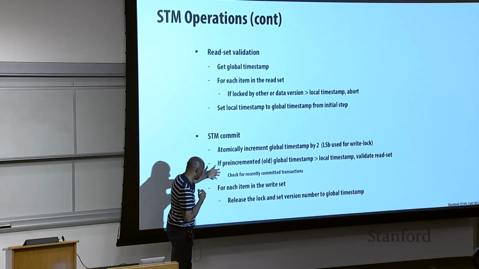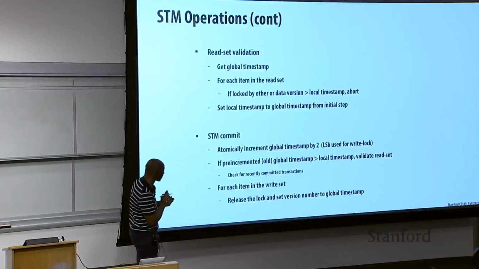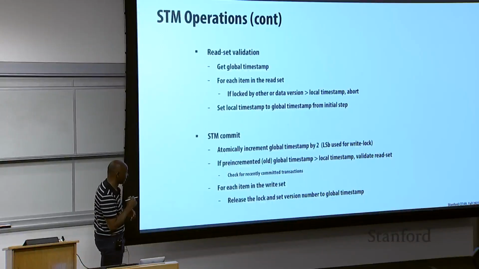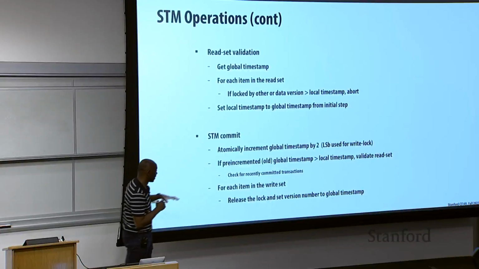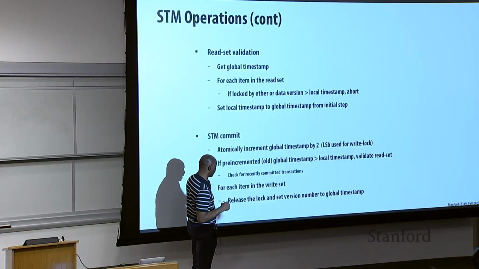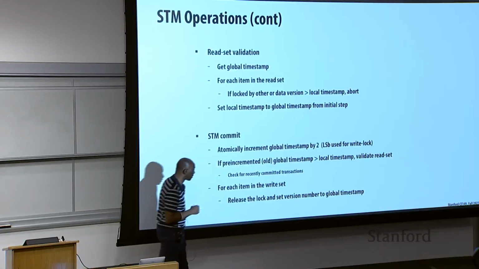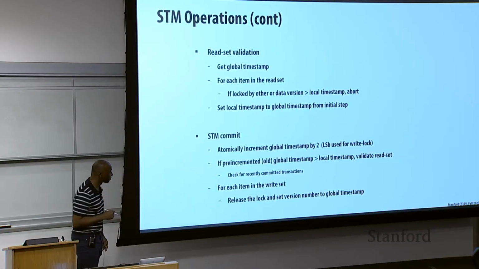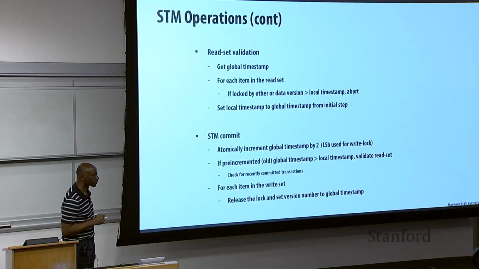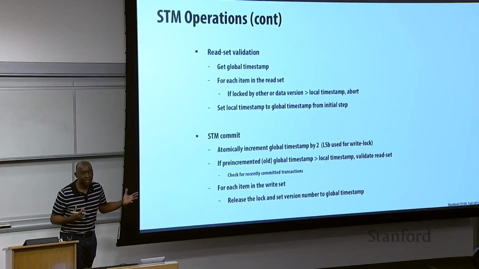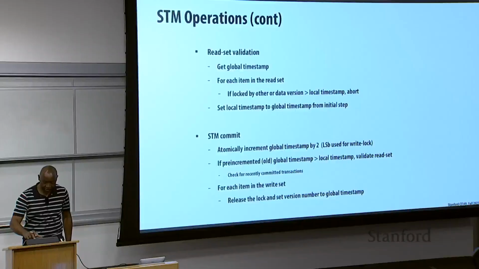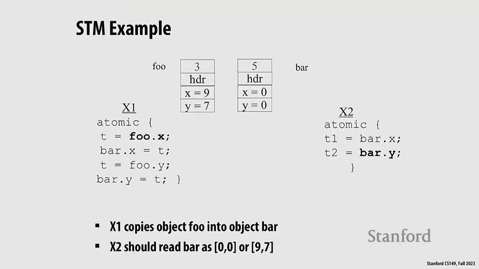Just to make sure that there aren't any recently committed transactions that would cause us to abort. And then for each item in the write set, we're going to release the lock and set the version number to the global timestamp. Okay? So that's it. So now let's look at an example, which is a slight modification of what I just told you, but it's close enough to make sense.